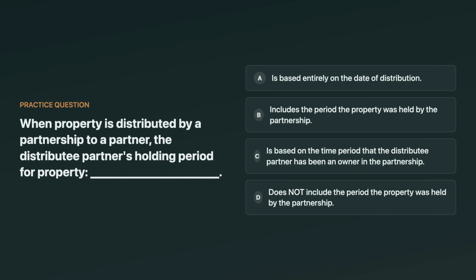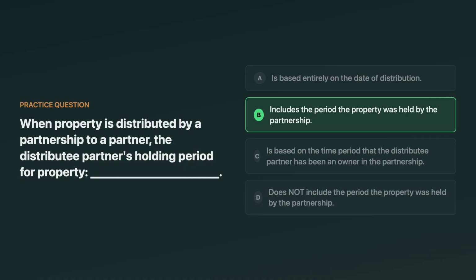When a partnership distributes property to a partner, what happens to the partner's holding period for that property? Is it based only on the distribution date? Does it tack on the partnership's holding period? Does it depend on how long the partner owned the partnership interest? Or does it not include the partnership's holding period? Think about it.